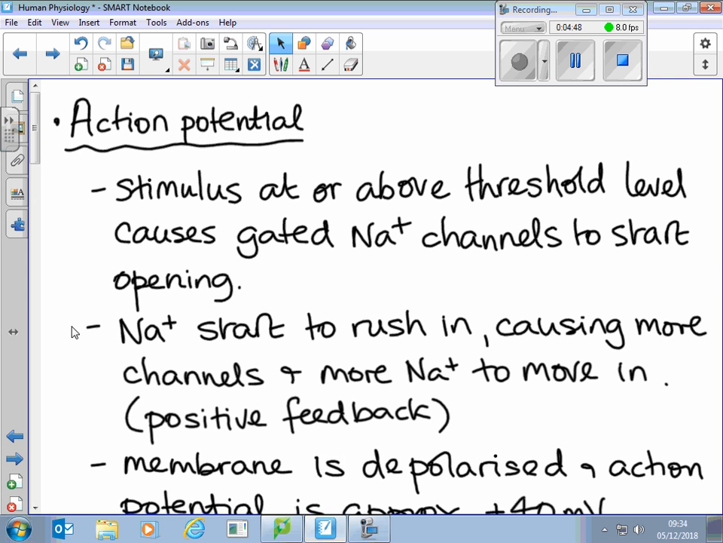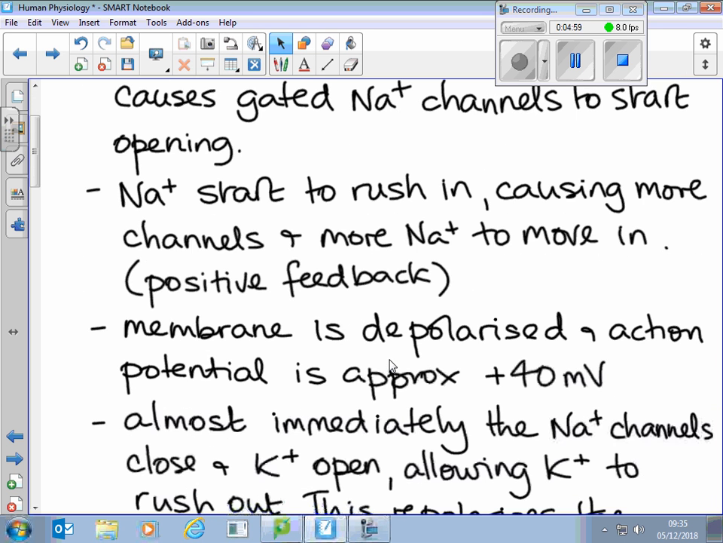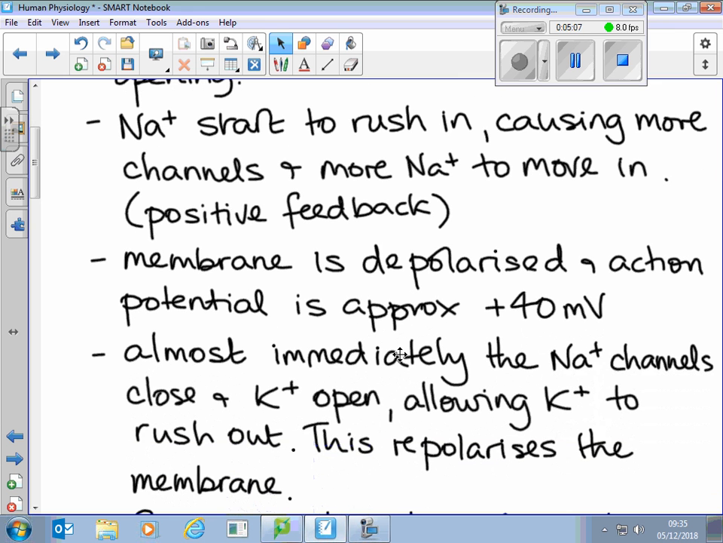And with the action potential, it's about the sodium channels starting to open. The sodium ions rush in, so you get more channels opening, more sodium rushing in, so that's positive feedback, one of the very, very rare examples of it. And it results in the membrane being depolarized, and you get this action potential of plus 40 millivolts, which means the inside is now positive.